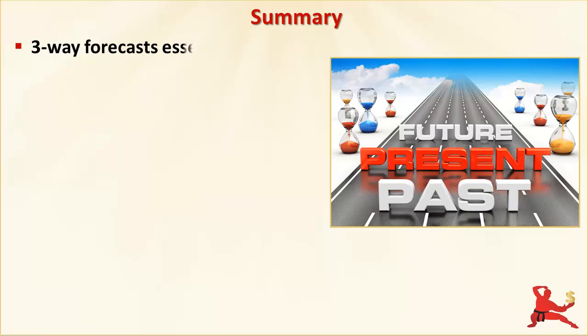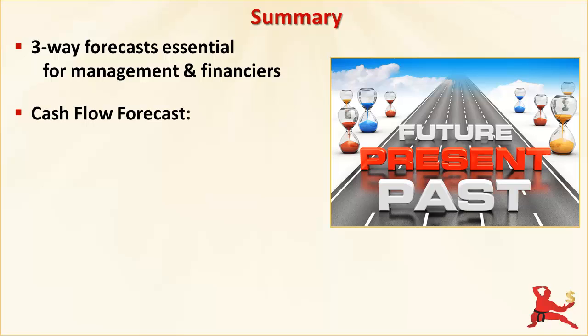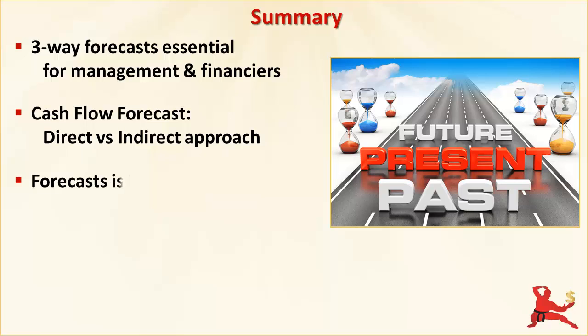Let's do a quick recap of what we've covered in this video. A forecast profit and loss is only the starting point in business planning. Sales and profits are not cash. You must also assess the related forecast balance sheet and cash flow statement. This is the only way to properly assess what financing is required to achieve your business objectives. Financiers also require you to provide three-way forecasts. There are two approaches to forecasting cash flow: direct and indirect. We use the indirect approach in this video.